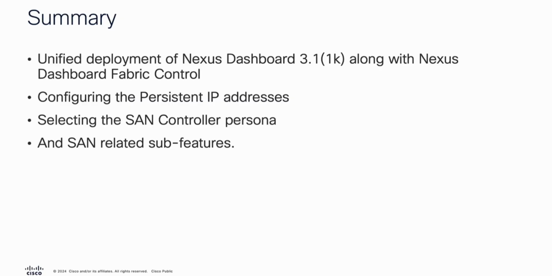To summarize, in this video, we saw the unified deployment of Nexus Dashboard 3.1.1k along with Nexus Dashboard Fabric Controller. We also saw how to configure the persistent IP addresses. After that, we saw how to select the SAN controller personality in NDFC and how to select the SAN related sub features. With this, we come to the end of this video.